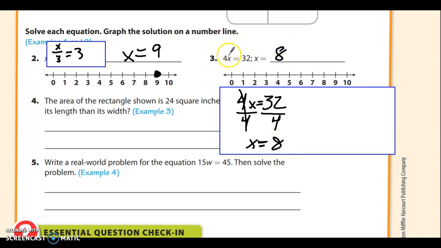And that should make sense, because if you took the x out right here, it would be 4 right next to 8. 4 times 8 is 32, so that makes sense. So put a dot on the 8. Cool, let's move on.